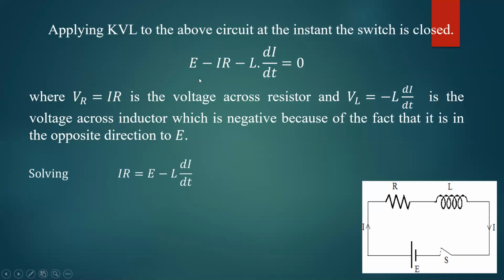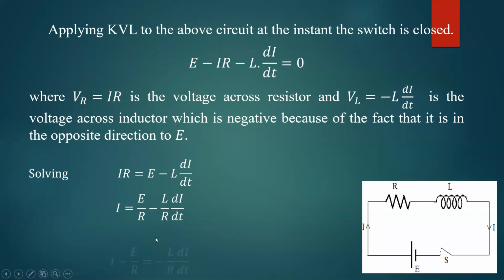Let us solve this equation to separate the variables. I will keep this IR on one side. IR will be equal to E minus L into di by dt. Take this IR to the other side. So I into R equal to E minus L into di by dt. In the next step, you find the expression for I. I will be equal to E by R minus L by R into di by dt. So you have to divide this equation throughout by R. So R cancels, and you are left with I here. On the right hand side, you will have E by R minus L by R into di by dt.